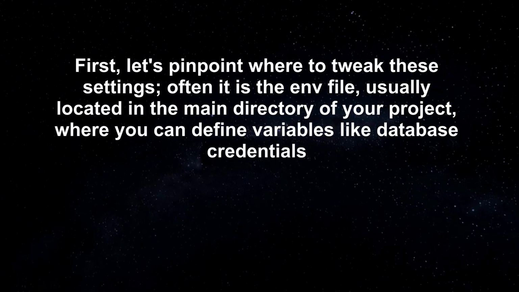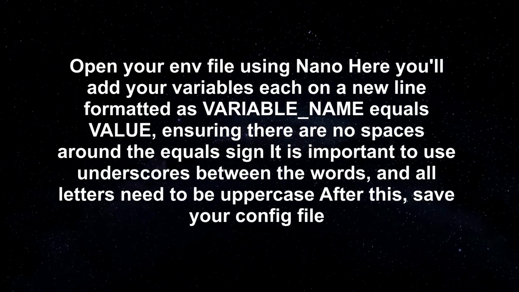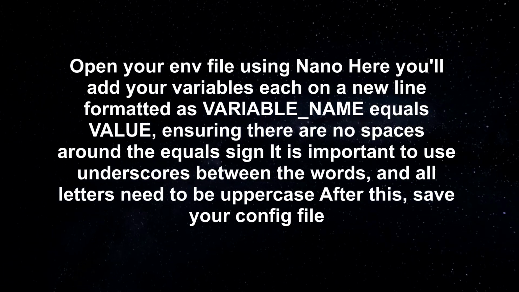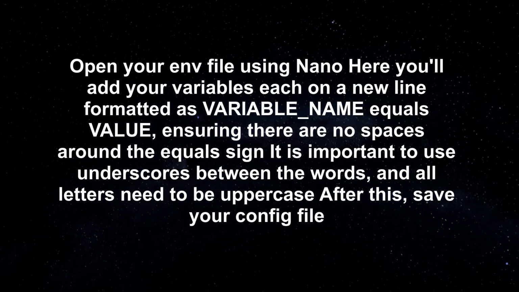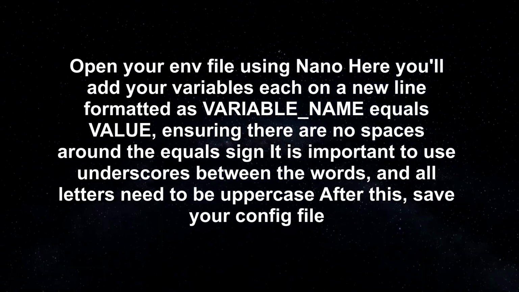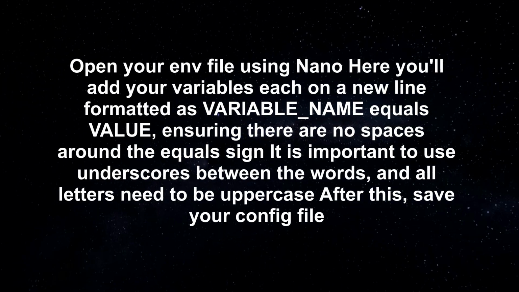like database credentials. Open your .env file using nano. Here you'll add your variables, each on a new line, formatted as VARIABLE_NAME=value. Ensure there are no spaces around the equals sign. It is important to use underscores between the words, and all letters need to be uppercase.